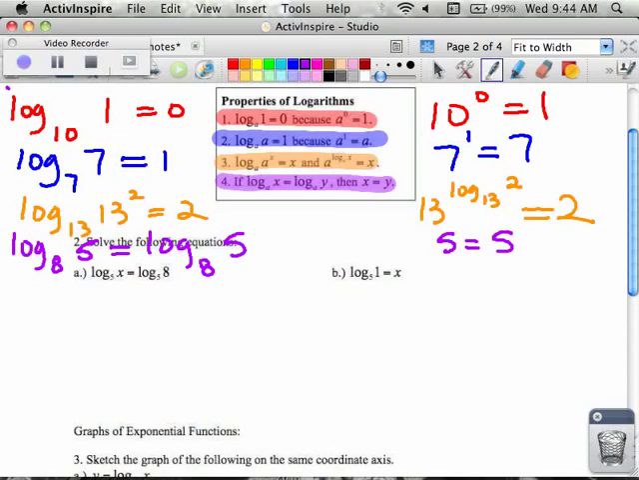So if I see this or this, where the bases are the same, one's an exponential, one's a log, they undo each other, and you can already see the answer.